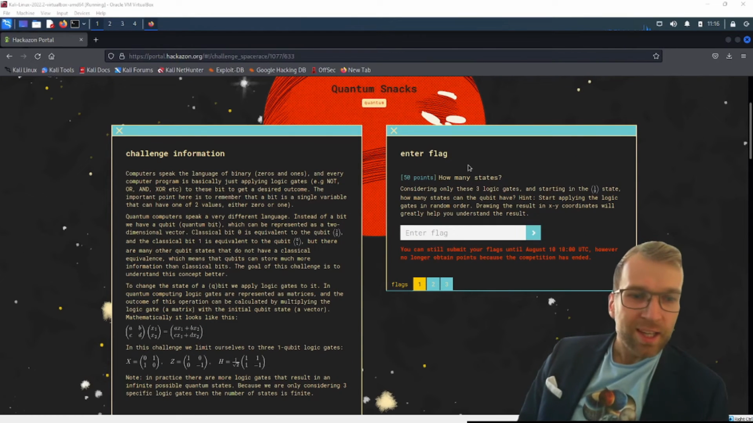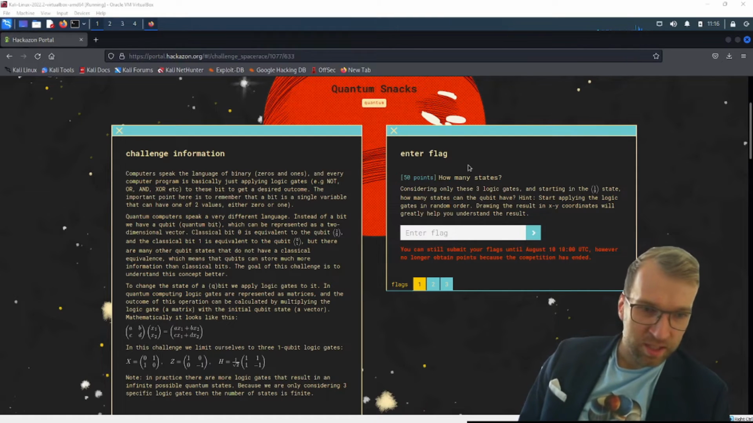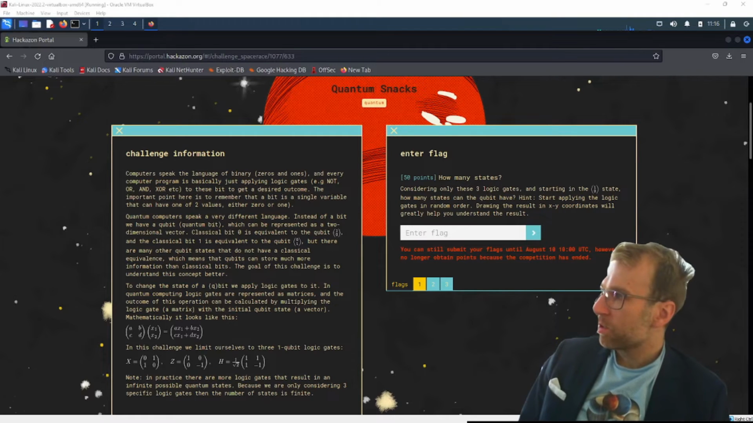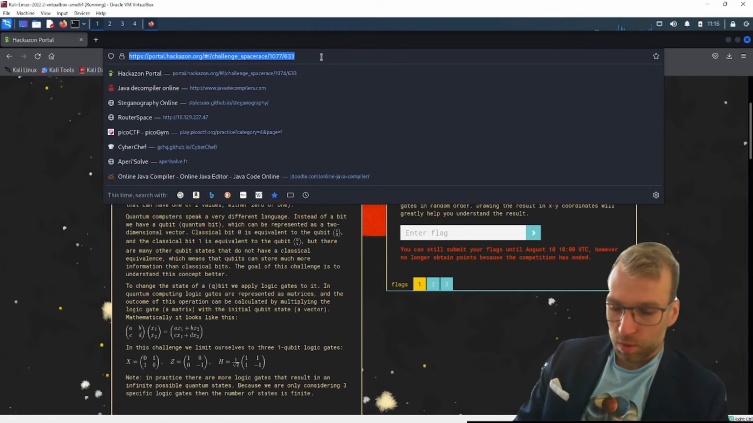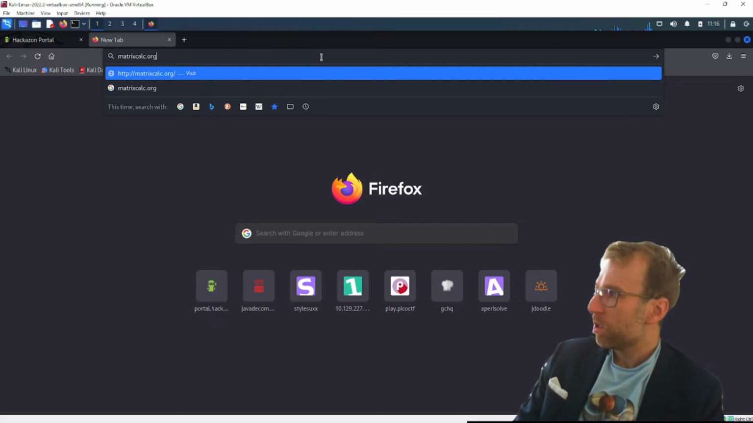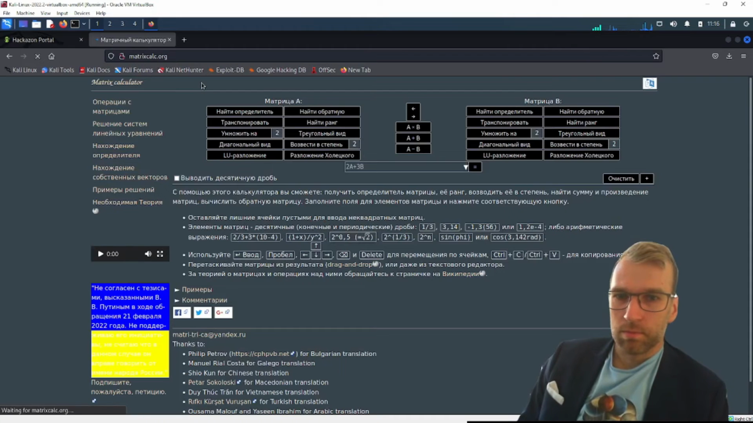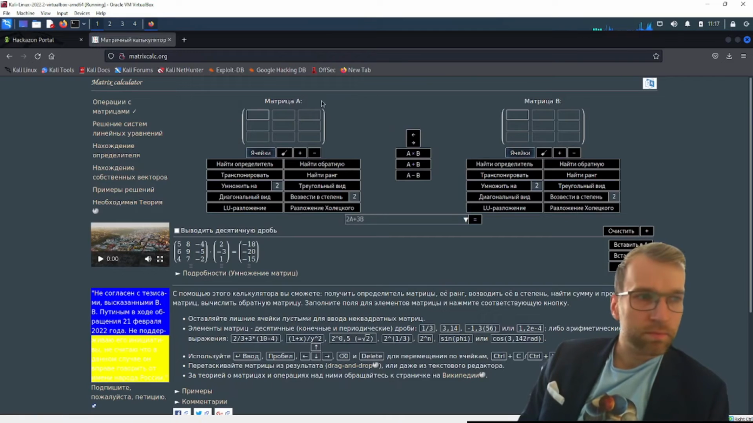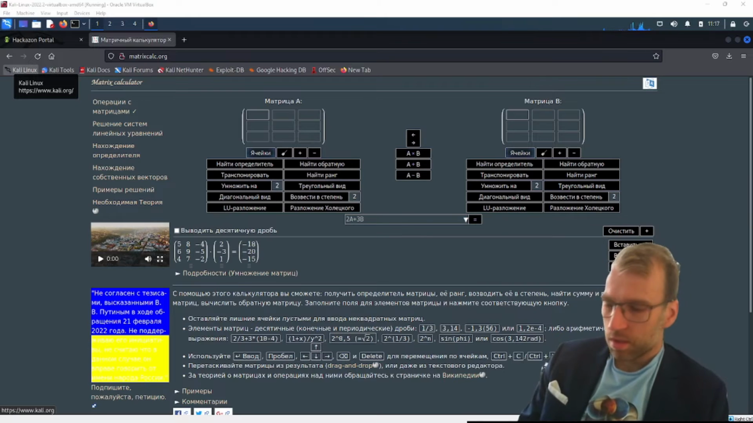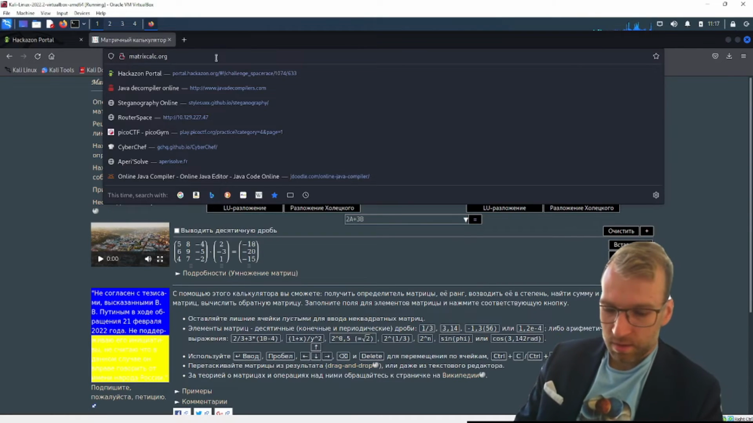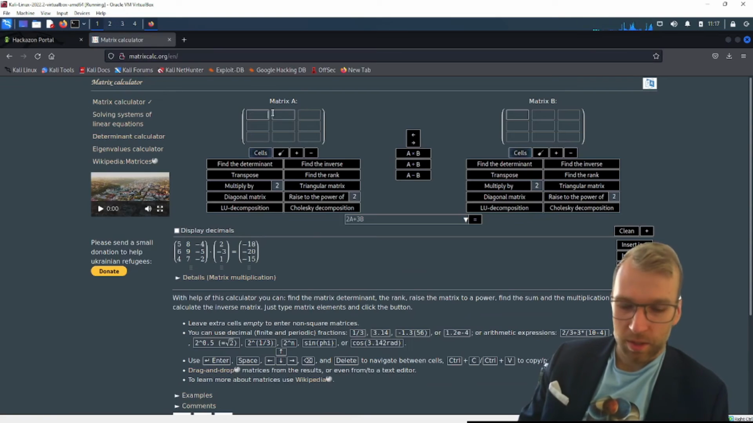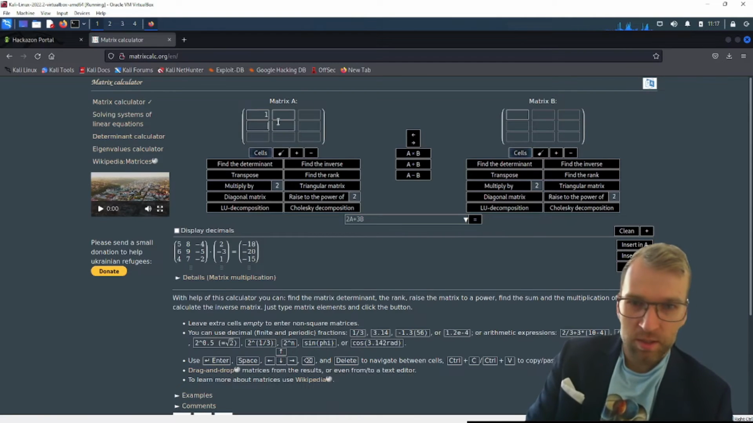Okay, so let's look at the first flag. Consider only 3 logic gates, and starting in the 1, 0 state, how many states can the qubit have? Hint, start applying. Oh, I see. So we could draw this out. Alternatively, we can just use matrixcalc.org. This is unfortunately loaded in a totally different language, which is odd. Let's do /en. There we go. Okay, so we have our logic gates. Let's do 1, 0. Let's load them up.